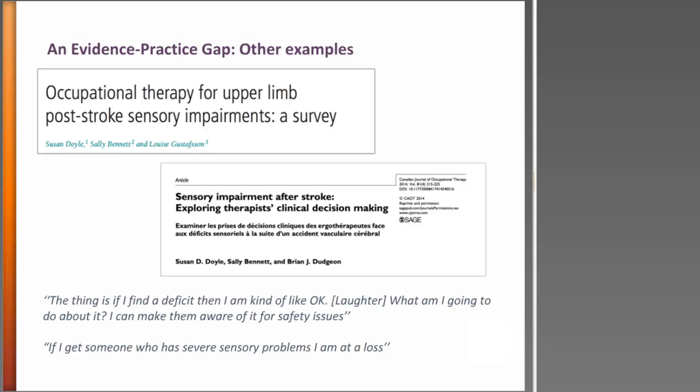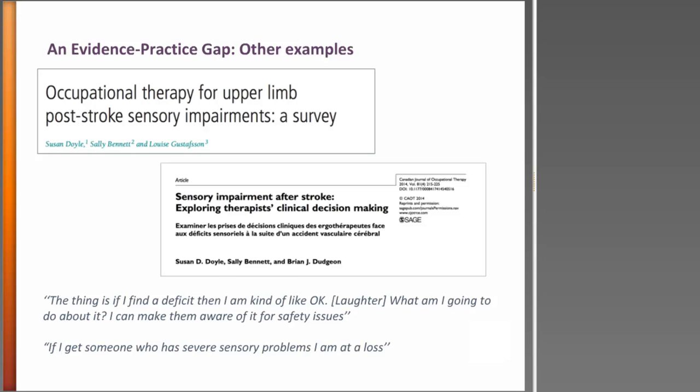And in another study, a smaller study that used a qualitative design with semi-structured interviews, there were 14 therapists, again in the United States, who were asked questions about their clinical decision-making in the area of sensory assessment and treatment. And just a couple of qualitative statements that stand out from this article. One statement was, the thing is, if I find a deficit, then I'm kind of like, okay, what am I going to do about it? I can make them aware of it for safety issues. If I get someone who has severe sensory problems, I'm at a loss.